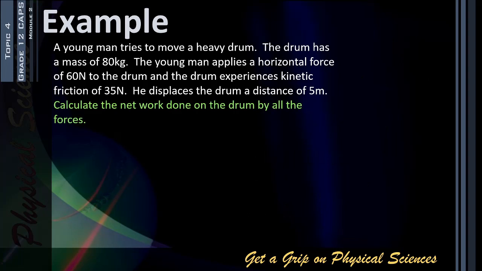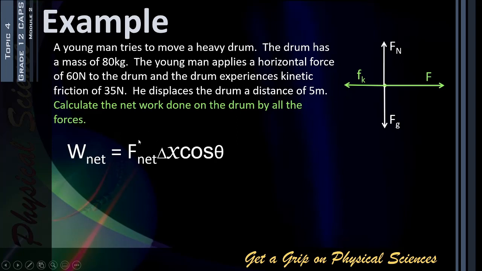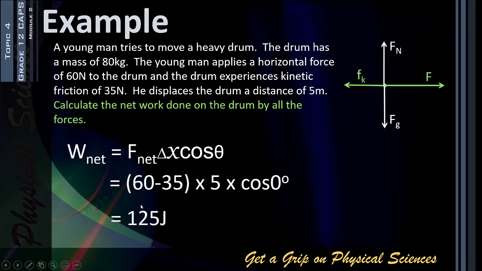Calculate the net work done on the drum by all the forces. We will include only the horizontal forces because we know that this object has a displacement in a horizontal direction. So to calculate the net force, we use the 60 Newton of the applied force, subtract the kinetic friction because it's in the opposite direction to the applied force, multiply that by the displacement of 5, multiply by the cos of 0 because the net force is in the same direction as the displacement, and that gives us net work done of 125 joule.